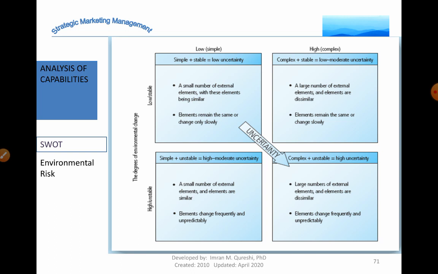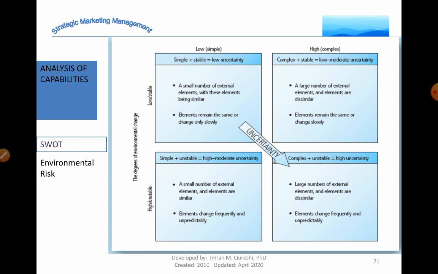Then if you come down to the third quadrant at the bottom, if you have a simple environment but it is unstable, with fluctuation, and there are not a lot of variables or factors in that environment, but it is unstable, then you have high to moderate uncertainty. And if you have a complex environment with a lot of complications and intricacies, something like an airline business, which is quite complex, and a lot of instability comes into it, then you have very high uncertainty. So this is basically an overview of the environmental risks that would exist.